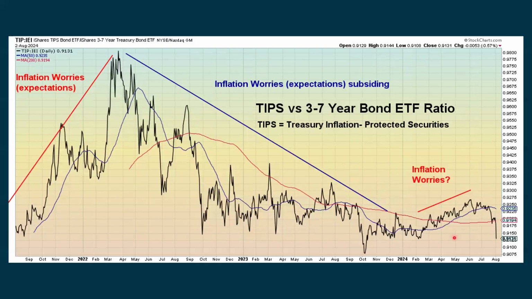Okay, this is also seeing a pretty big move here. We look at TIPS, which are Treasury inflation protected securities, and then do a ratio with the 3 to 7 year bond. Usually I show this chart because it doesn't do all that much. Well, look how this has really dropped off. That's because inflation worries are really starting to go down because it could be due to a weaker economy.